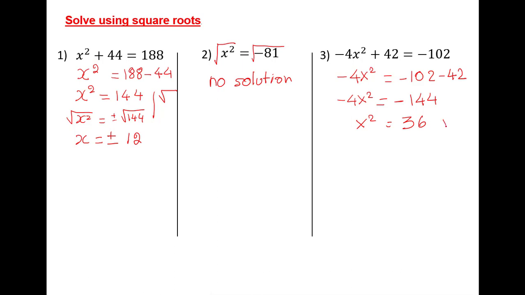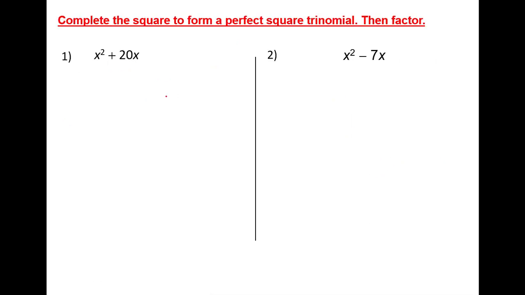Then we're going to take the square root of both sides. So the square root of x squared is simply x, and the square root of 36 is positive or negative 6. So one of the solutions is x equals 6, and the other one is x equals negative 6. Now, complete the square to form a perfect square trinomial, then factor.